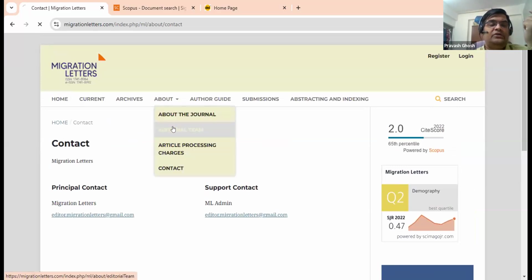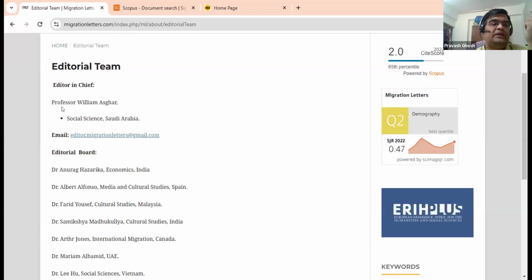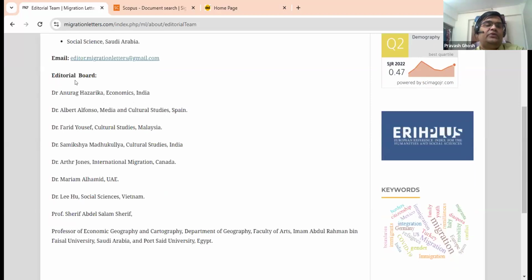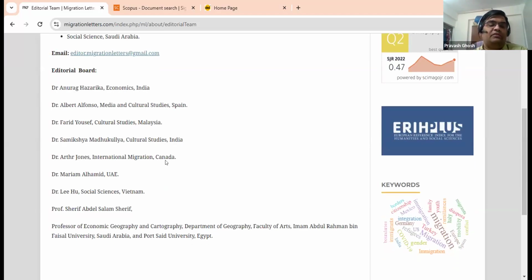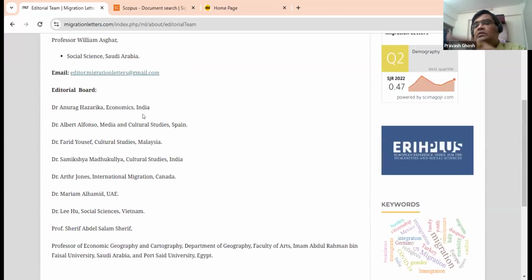Editorial team. Let us see the editorial team. They might paste some names. Yes, editorial team, editor-in-chief, Professor so-and-so. They have given some email. But now see the editorial board: Dr. Anurag Hazare, whoever. Nothing else is given. India, Spain, Malaysia. They have cut and pasted some names. No email ID, nothing. No biography, which is a big thing. Not even an email ID. So you can see this.